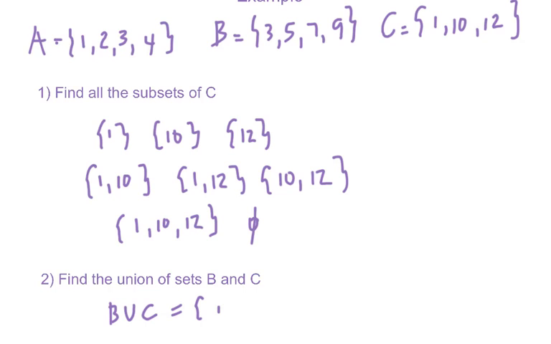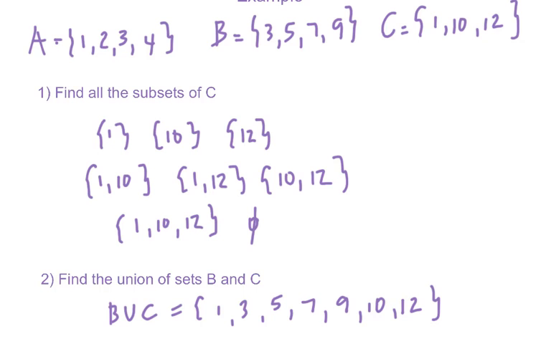So that starts off with element 1, which is in C only, element 3, which is in B only, element 5, which is in B only, element 7, which is in B only, element 9, which is in B only, element 10, which is in set C only, and element 12, which is in set C only. So B union C is a combination or putting together the elements that are in either set B or C, and that's going to be represented by the set that contains elements 1, 3, 5, 7, 9, 10, and 12.